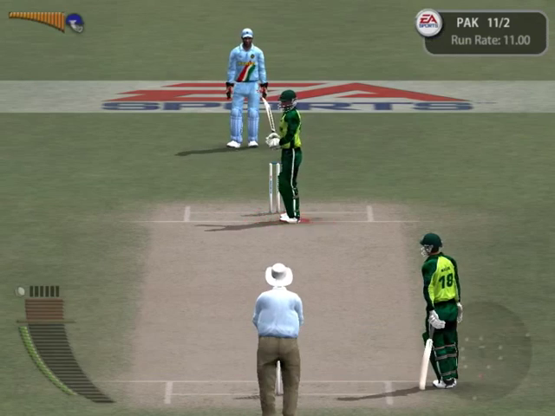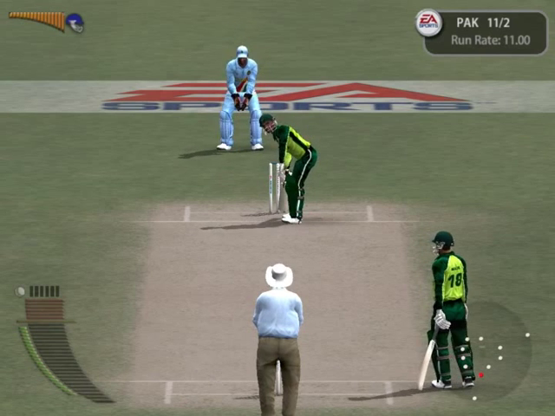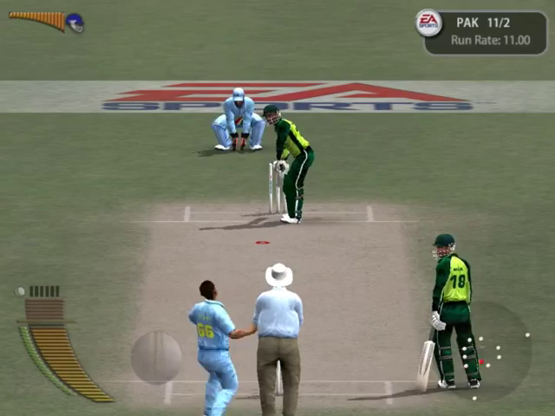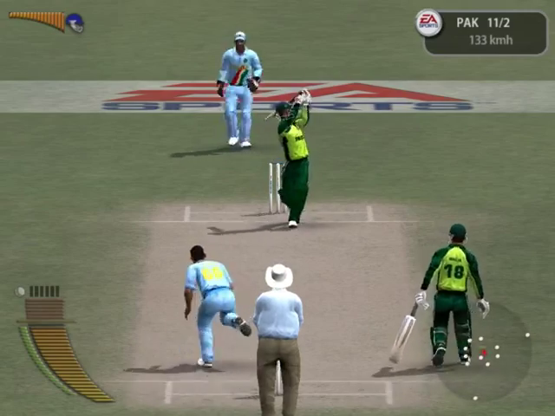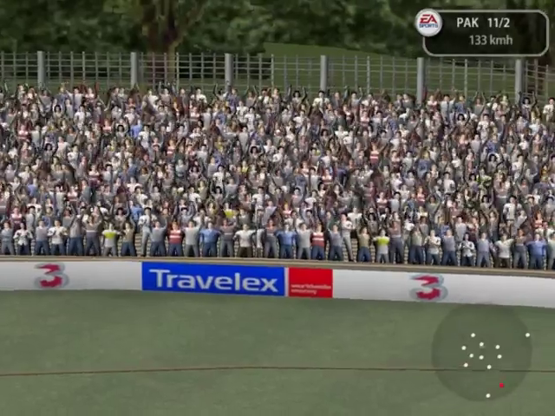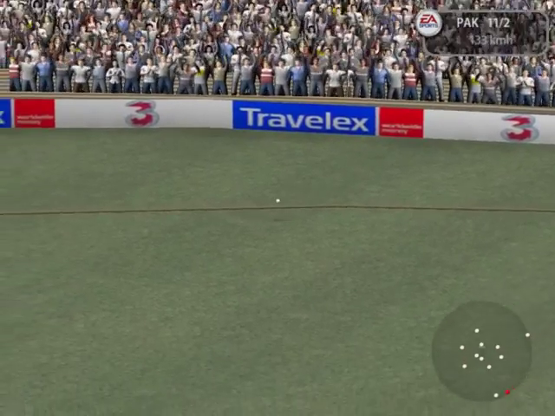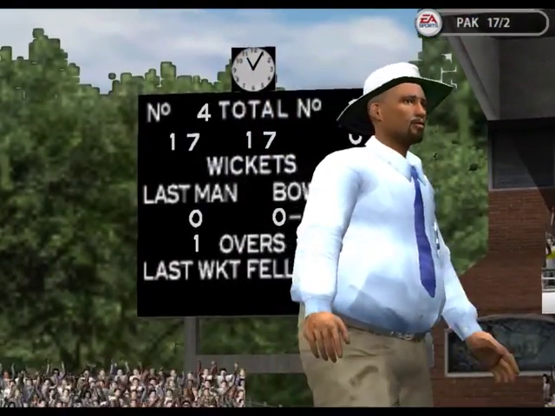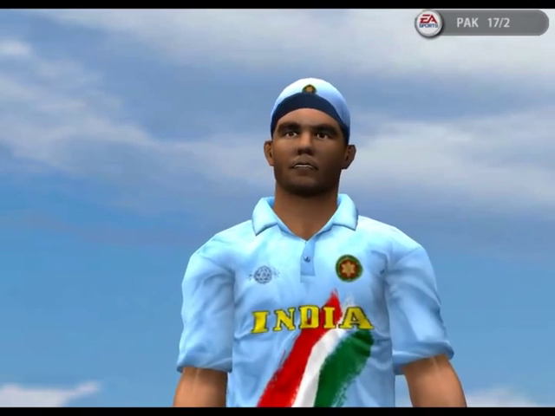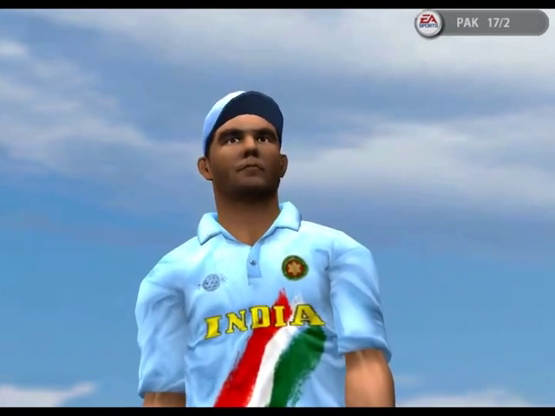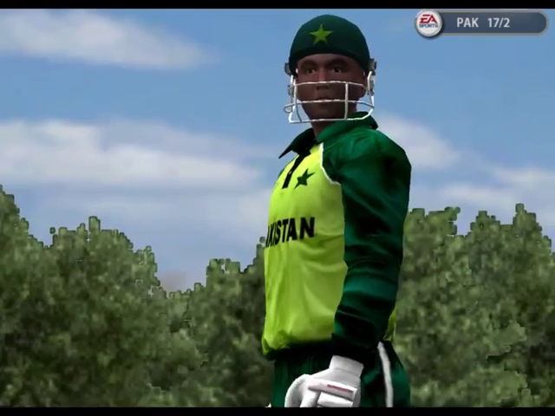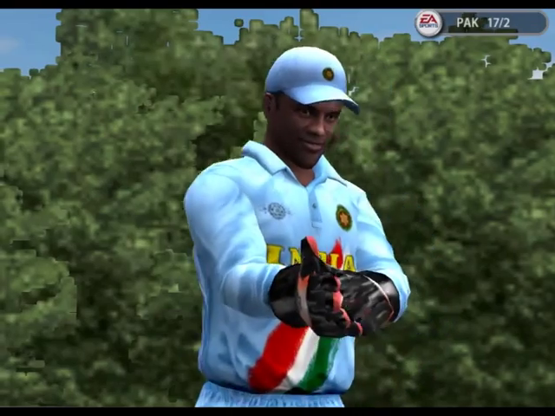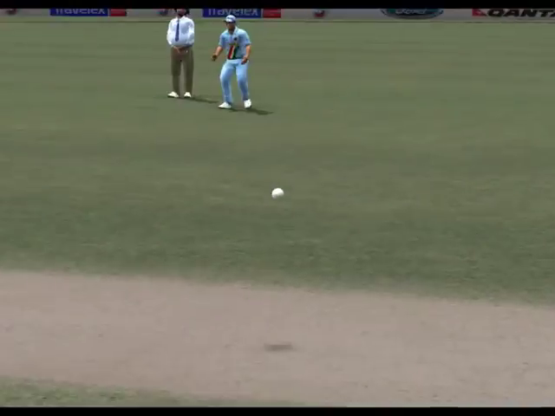Yusuf Yuhana is now on strike. Over the rope, 6 runs off Agarkar. Yusuf Yuhana absolutely smashed that for 6. He absolutely loves to play that shot. It's a big run scorer for him. We can have a look at that again.